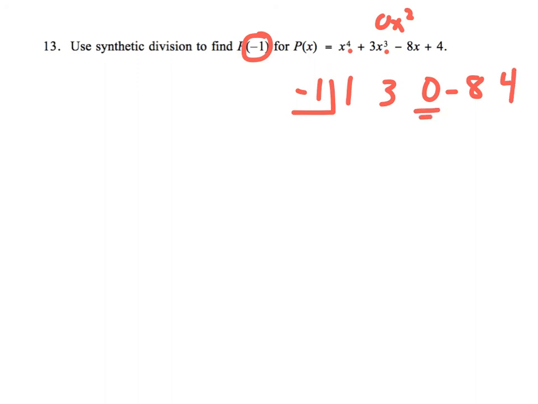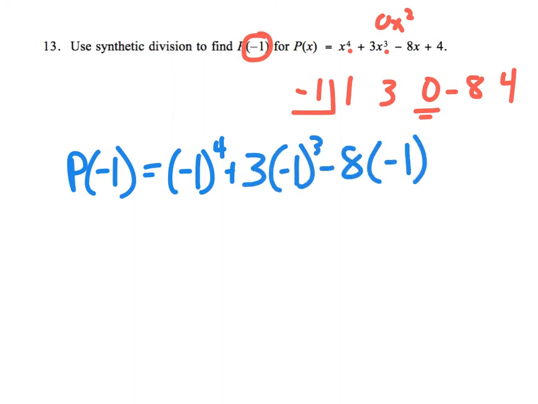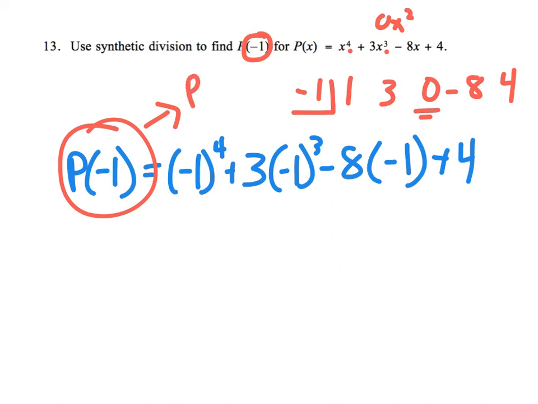Here's the thing though. Synthetic division is fast, it's fine, it's whatever. But if you want to find p of negative 1, all you have to do is plug in negative 1 for your x's. So I really have negative 1 to the 4th plus 3 times negative 1 cubed minus 8 times negative 1 plus 4. And this is maybe something I would write on your review sheet. Like, hey, for this, just plug in negative 1. Because that's an option. When you're doing that, just make sure that if you want to put this in your calculator, that negative 1 has to be in parentheses.